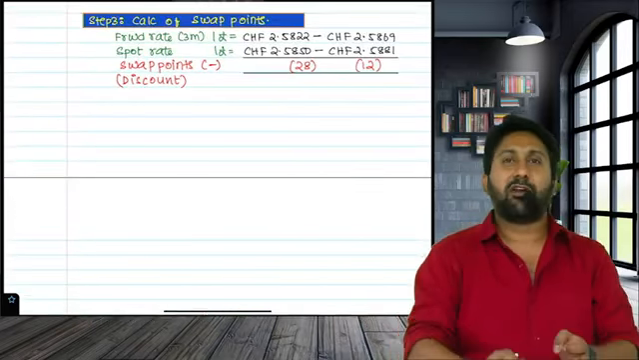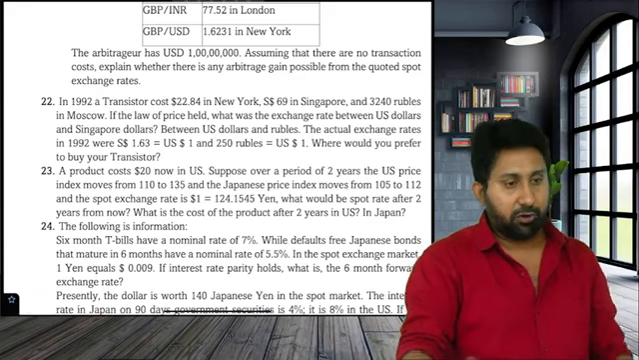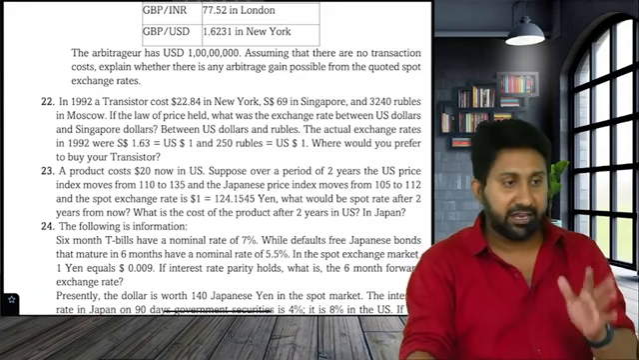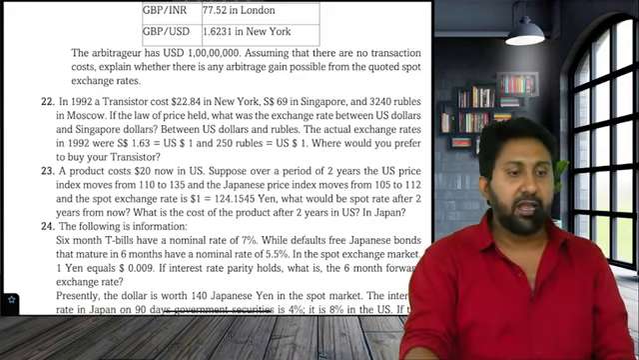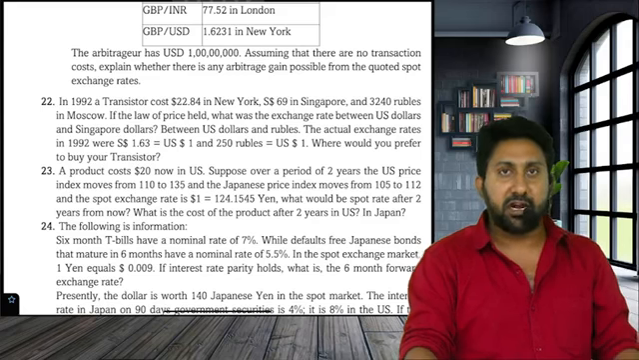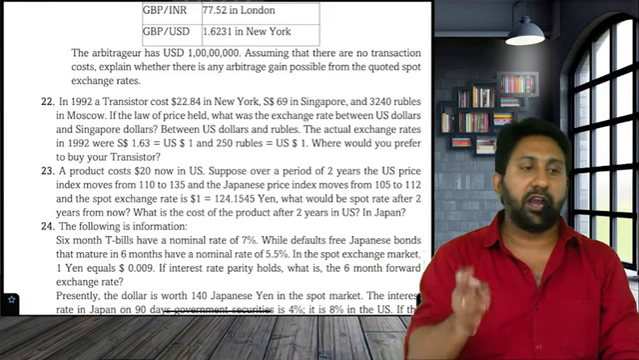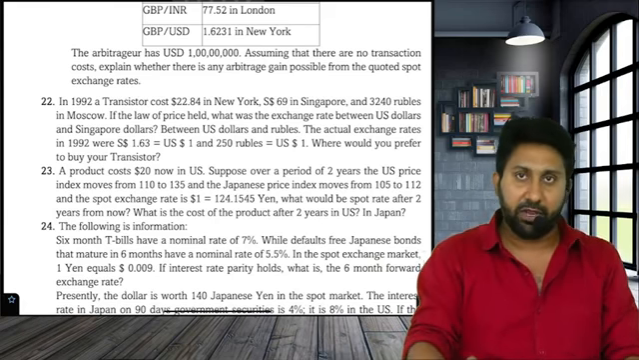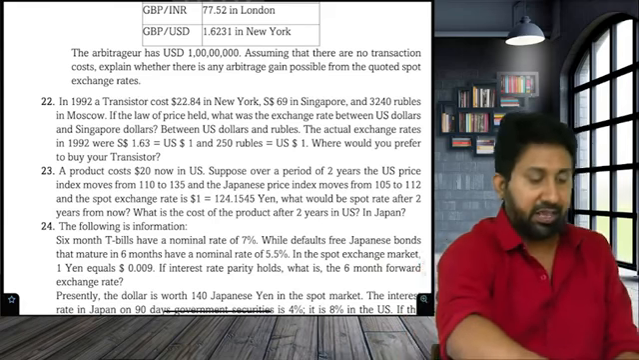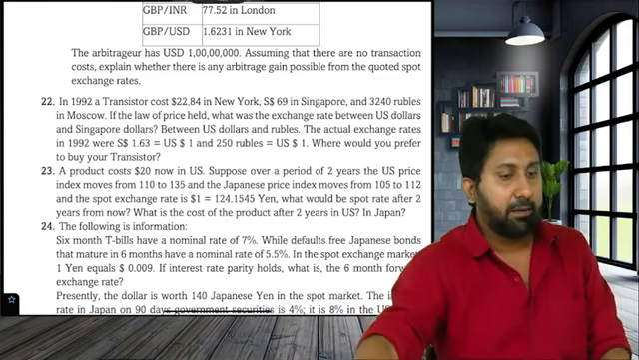So we have completed problem numbers 18, 19, 20, 21 and also 27. Next area we are going to start is the parity theories. Once we start the parity theory concept, it will cover all important concepts like interest rate parity theory and purchasing power parity theory. In the next lecture we will be starting with the parity theories.